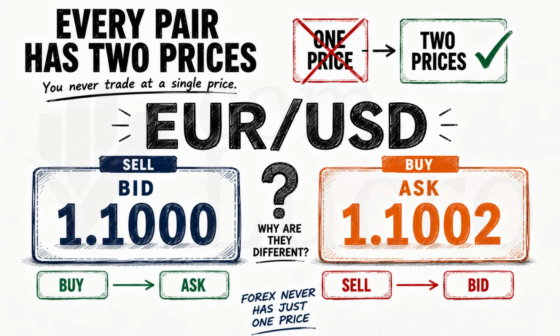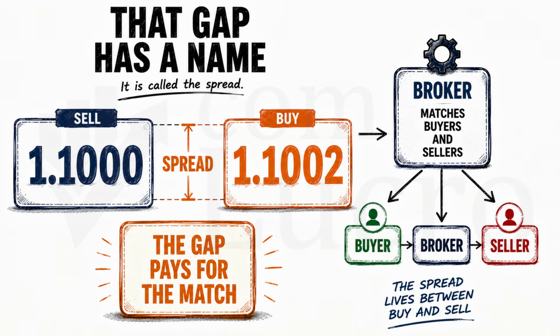So let's start with the spread, because it's probably the most misunderstood cost in all of trading. Here's the thing nobody tells a beginner. A currency pair doesn't have just one price. It has 2. There's the price you can buy at, and a slightly different price you can sell at, and they are never quite the same. That tiny gap between the 2 is the spread. The buy price sits a little higher, the sell price sits a little lower, and the space in between belongs to the broker. It's how the market gets paid for matching you up with someone on the other side of your trade.